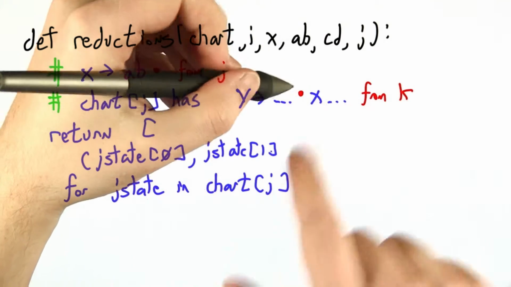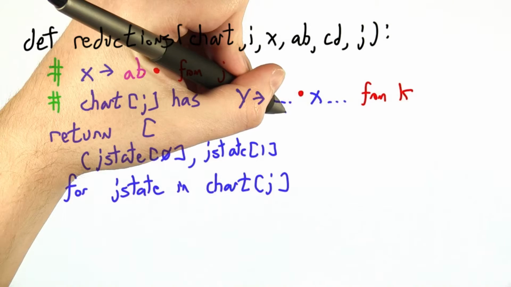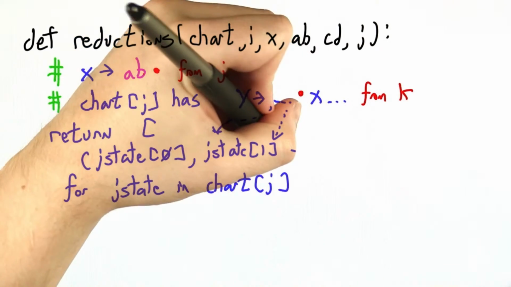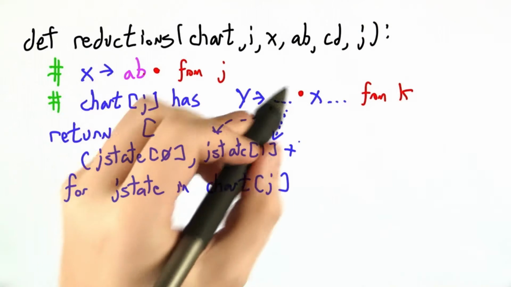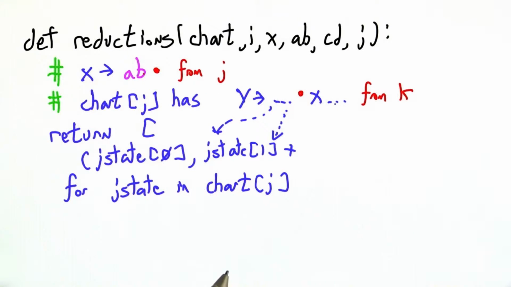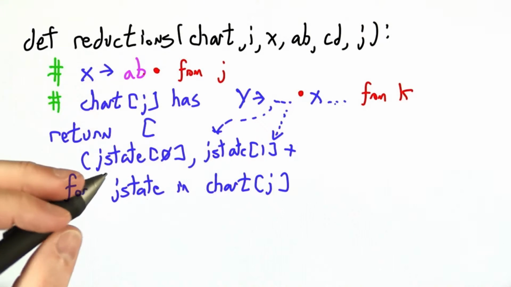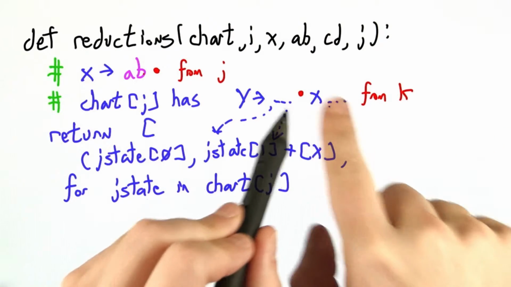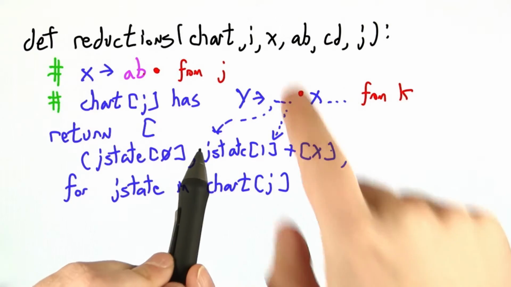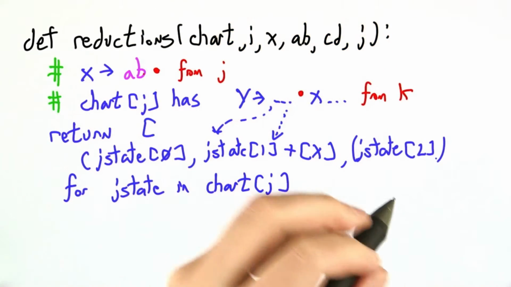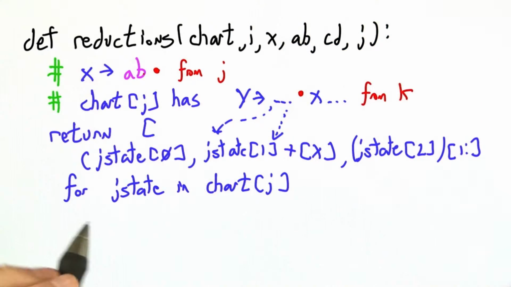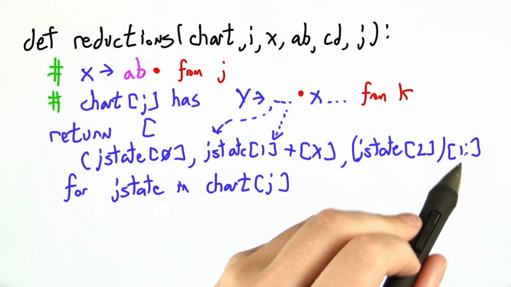Then we want to take whatever J-state had before the dot, and that corresponds to all of this stuff that I've sort of left out here, but then add on x, because we're shifting over x conceptually as we do the reduction. And now we want to take everything J-state had after the dot, except we want to remove the x because we shifted the red dot over it. So everything J-state had after the dot was J-state bracket 2, and we're going to do range selection on that to get rid of the first element.